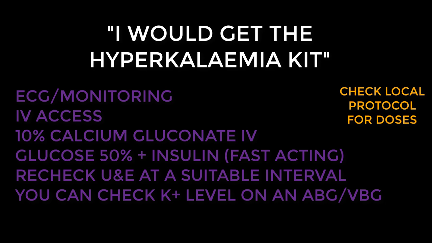The other thing you need to mention is you need to recheck the U&E every 2 hours until it is sorted. And a quick way to check a serum potassium is to do an ABG or a VBG if it's easier, usually VBGs, because you don't need an arterial sample, you need a venous sample to give an accurate potassium level, and you can check on the ABG quite rapidly. You probably will have already done this if you're suspecting hyperkalemia.